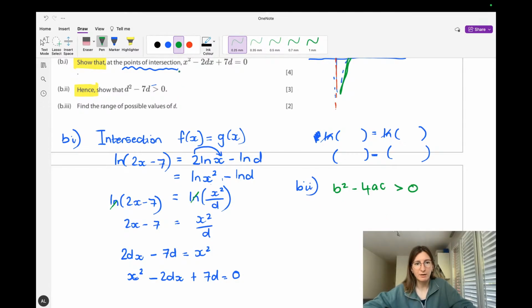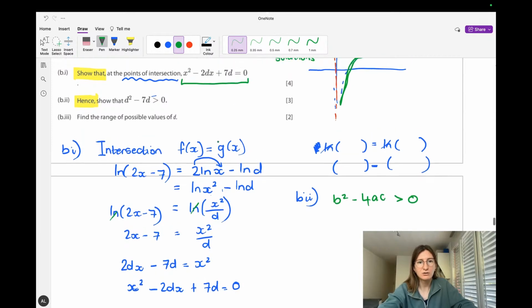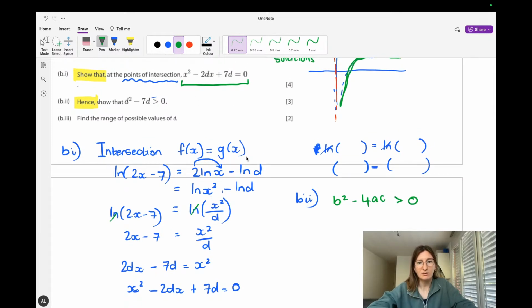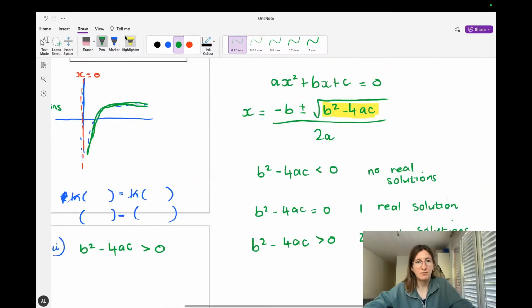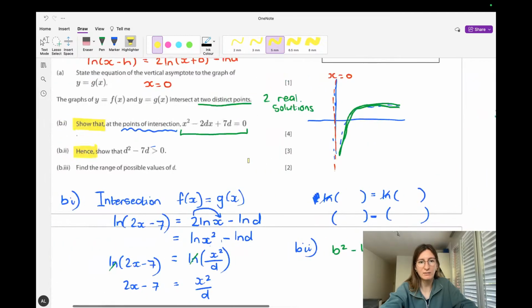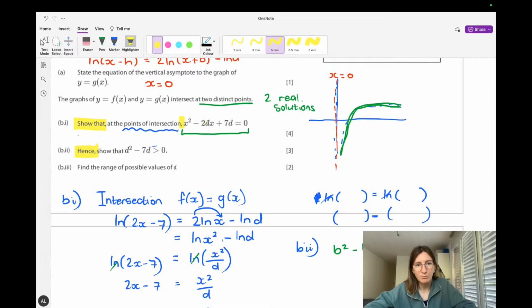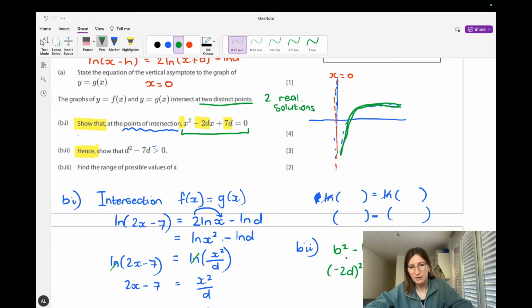So what was my quadratic? My quadratic was x squared minus 2dx plus 7d. Remember we have the values of a, b, and c. What are they in here? Well, my a is 1, my b is minus 2d, and my c is 7d, because whatever d is just going to multiply with that number to make a constant. So b squared was minus 2d, squared. Minus 4a, where a was 1, so I'll just write that to be clear, and c was 7d, is more than 0.